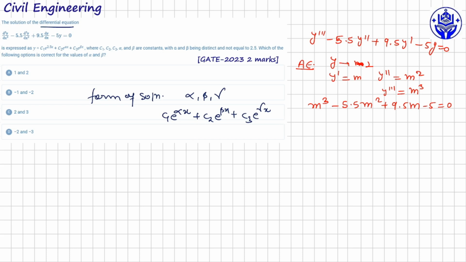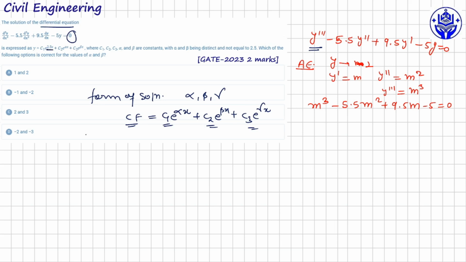In this case, it is a third order differential equation. It means three roots will be there and three arbitrary constants will be there. So it is nothing but the complementary function of this differential equation, because it is a homogeneous differential equation only. So one root is given in this case.